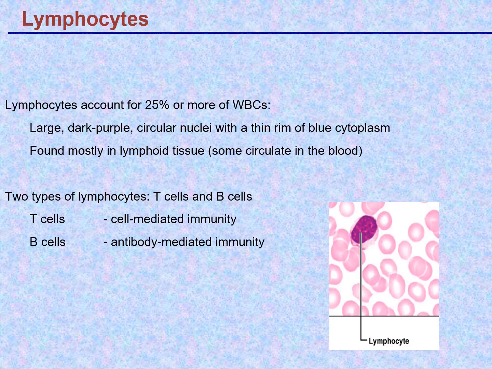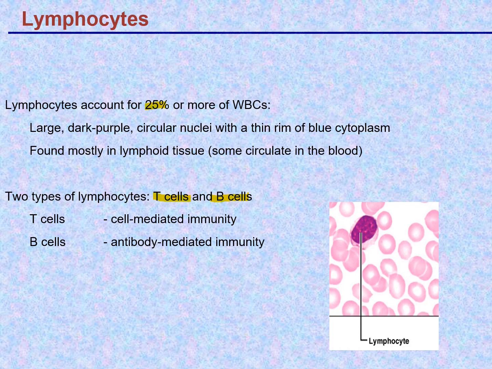Lymphocytes are part of the lymphoid lineage of cells. They're the second most common white cell in the peripheral blood. They account for about 25% of the white cells. They have a more or less circular nucleus. They don't have a large amount of cytoplasm. There are two main types of lymphocytes: T lymphocytes and B lymphocytes, quite often called T cells and B cells.